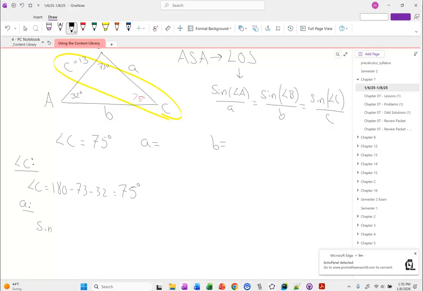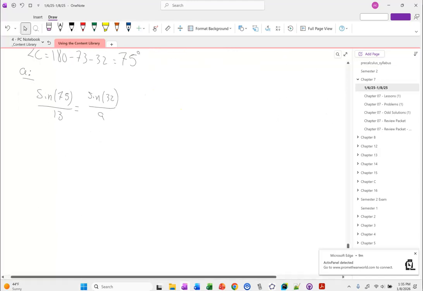So I'm going to write sine of 75 over 13 is equal to, and then, since I'm looking for side A, I need sine of angle A over side A. Angle A is 32. And I'm going to scroll up here, so I'm done with the picture. Is everybody on board with how I've come up with this equation?